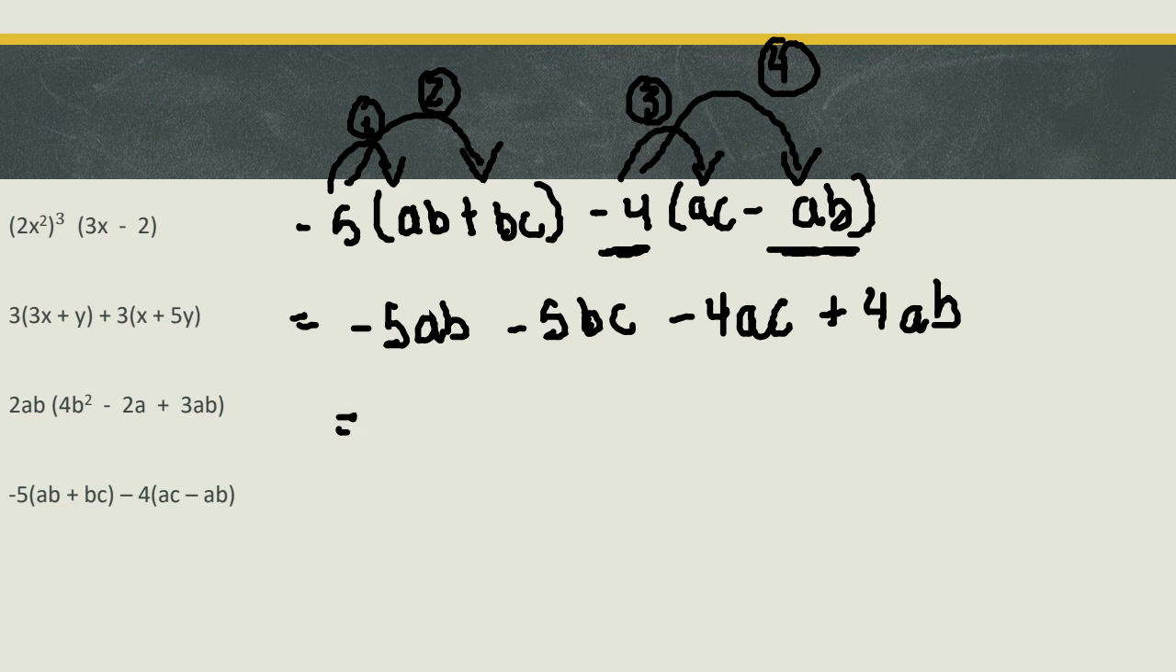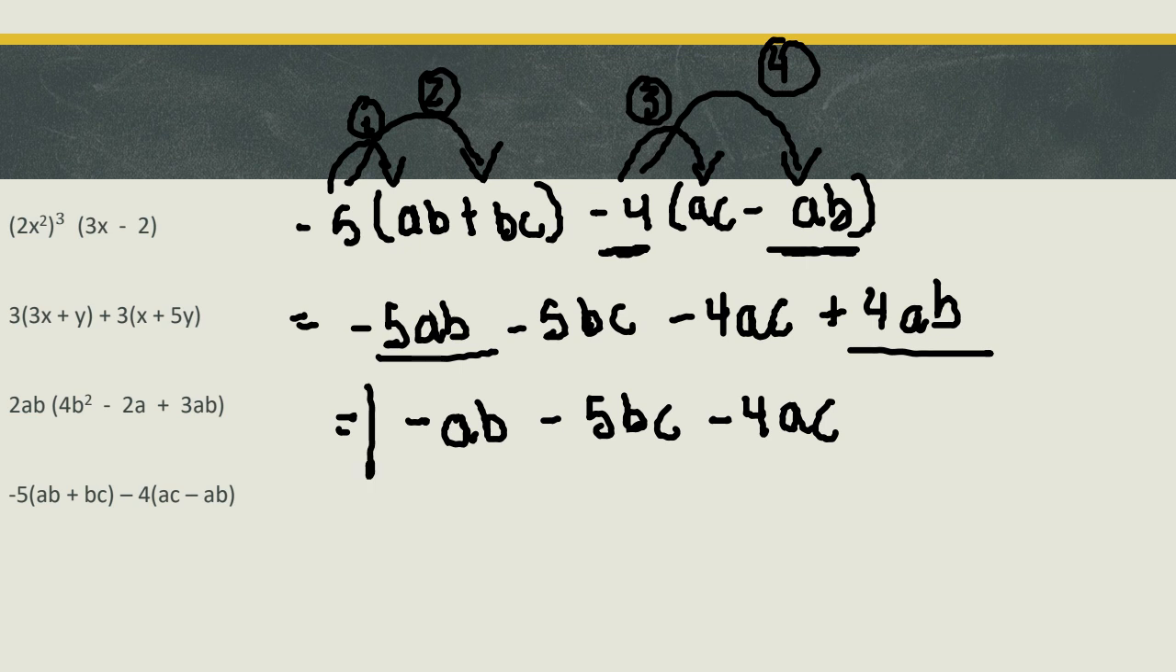So negative 5 plus 4 gives me a negative AB, or negative 1 AB. You could put a 1 there. Minus 5 BC minus 4 AC, because those other two, unfortunately, cannot be simplified any further. So that would just be your final answer. And again, you could have had a 1 here. Oops, you know what I mean.